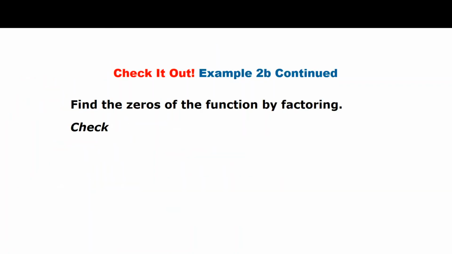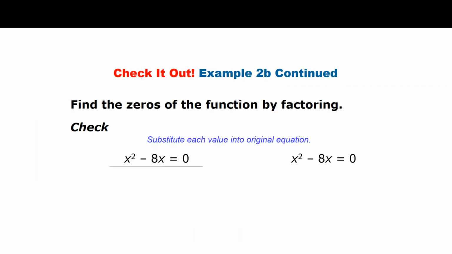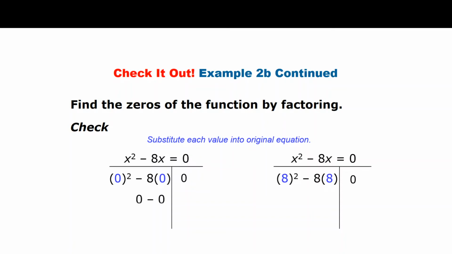All right. And again, we can check it to make sure. We substitute each value into the original equation, substituting our 0, that's easy, gets us 0, and substituting 8 gets us 0 equals 0 also, so we know that we've done it correctly.